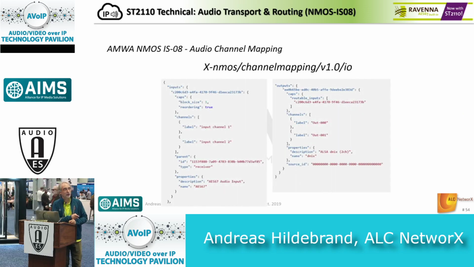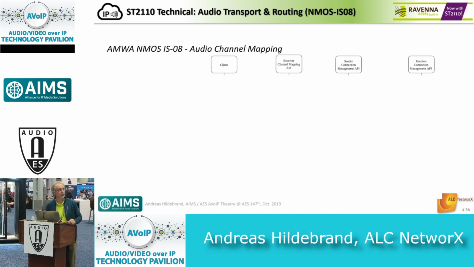The channel mapping is all described in a JSON schema. I skip over that; I'm not explaining code here. If you're interested, you will find all that on the internet. As you can see, there are the labels and the number of channels, for example, and so on.